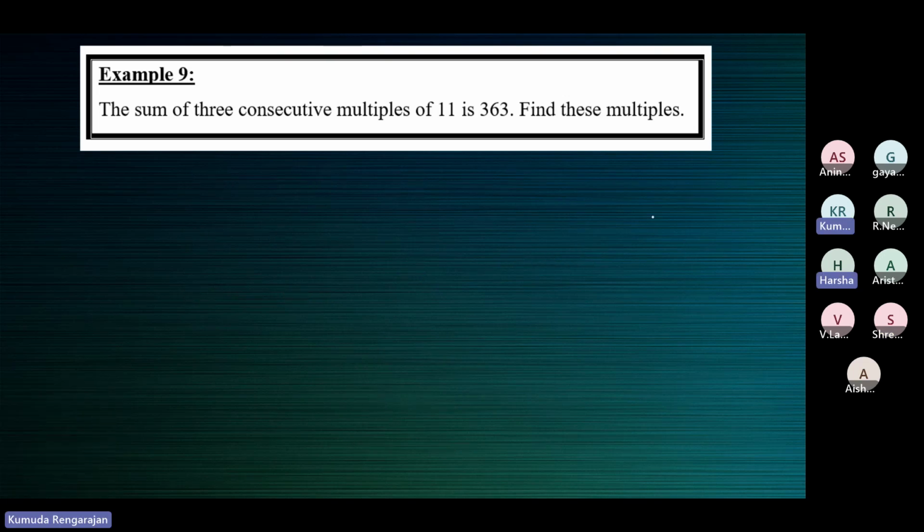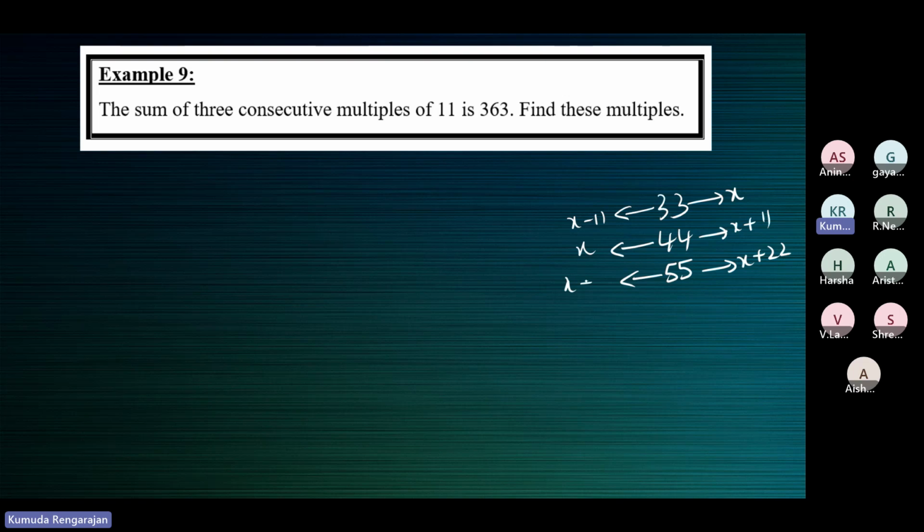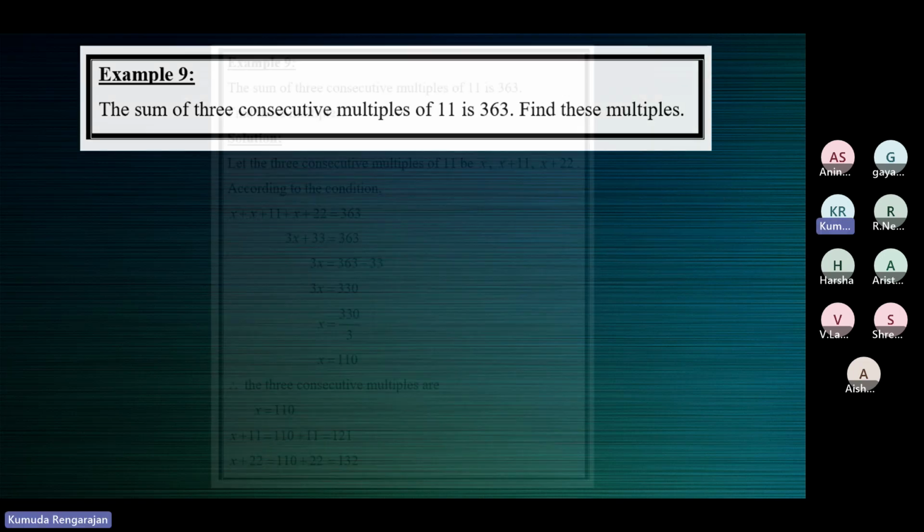Now again, let's come back to 11. So 33, 44, 55. These are three consecutive multiples of 11. So you can call this x. Then this will be x plus 11, and this will be x plus 22. So you can say, let the three consecutive multiples of 11 be x, x plus 11, x plus 22. Or you can even assume this, x minus 11, x and x plus 11.